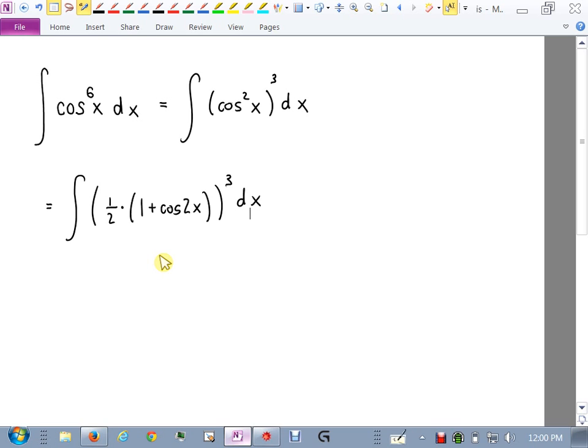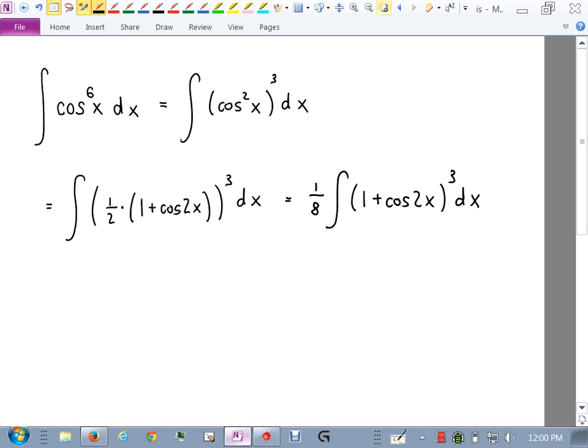And I can cube 1/2. What's 1/2 cubed? 1/8, right? And I can just push that out of the integral right now. So I'm going to rewrite this as 1/8 integral, and what I still had there was 1 plus cosine 2x cubed dx. Everyone still on board? Now you have to cube that expression. You have to cube it.